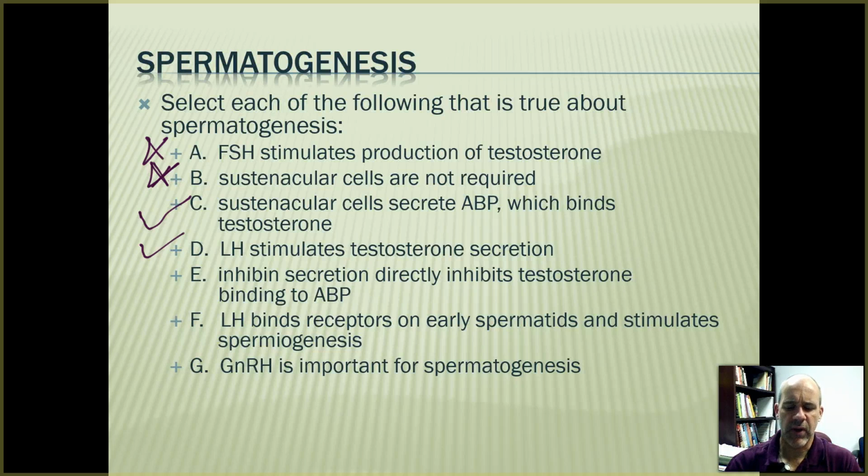Inhibin secretion directly inhibits testosterone binding to ABP. See, that one might sound kind of reasonable when you're first reading through it. This is why you have to kind of know your stuff. And no, inhibin functions up at the anterior pituitary level and tells the anterior pituitary to quit making as much FSH and LH.